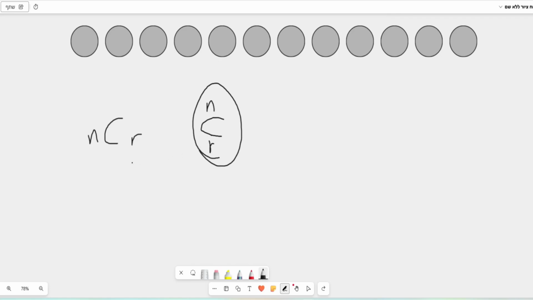This one isn't really used. This one is mainly for calculators. Like this is what you see on a calculator when you want to use the choose function. So what is the choose function?